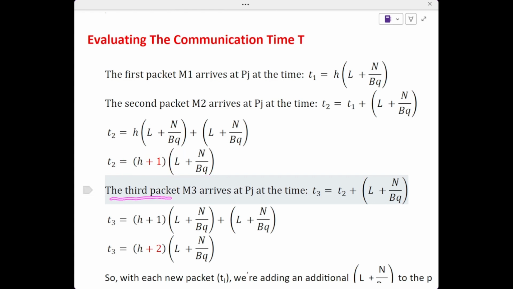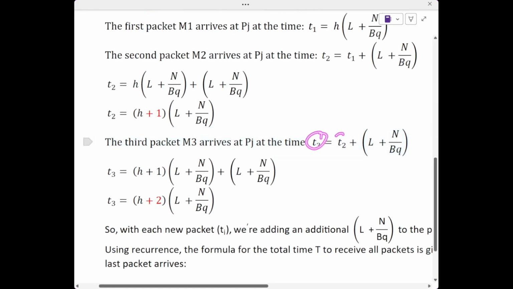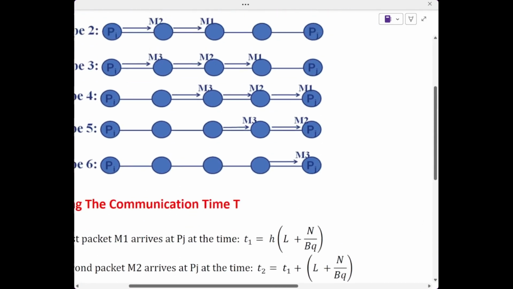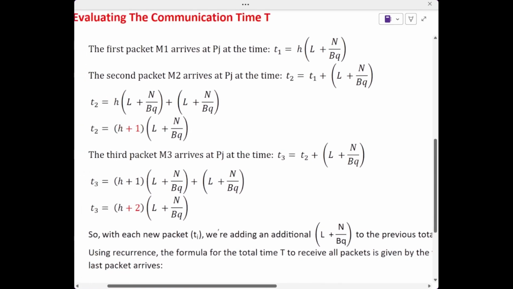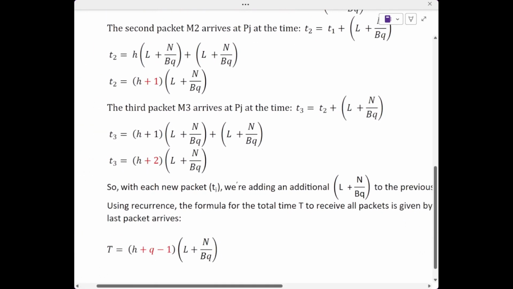The third packet M3 arrives at Pj in the same way. T3 is T2 plus the last one. If we want to calculate M3, it is the time needed to send M2 plus the time of step 6. Again, we can organize it in this way, H plus 2 multiplied by the time needed to send only one packet.